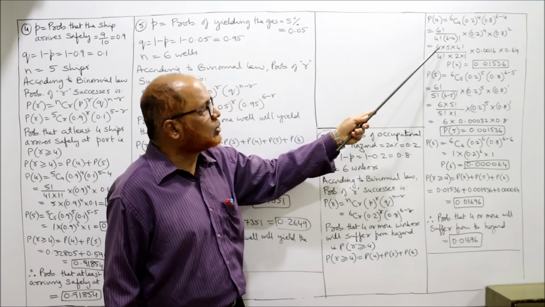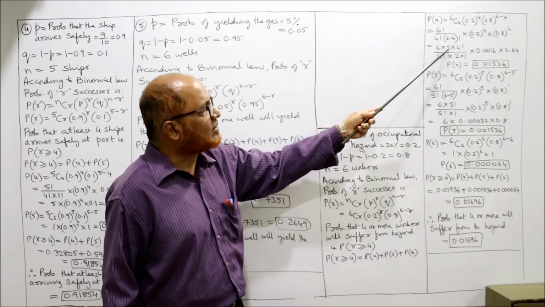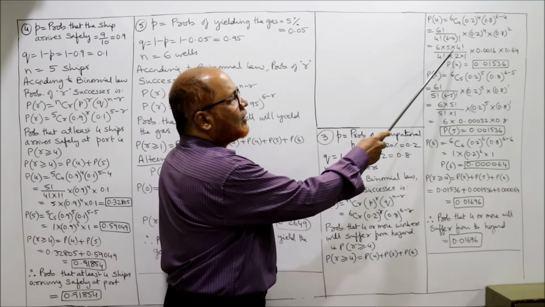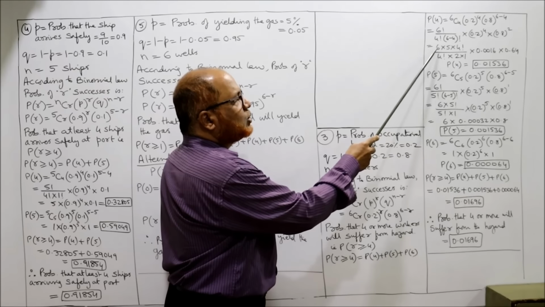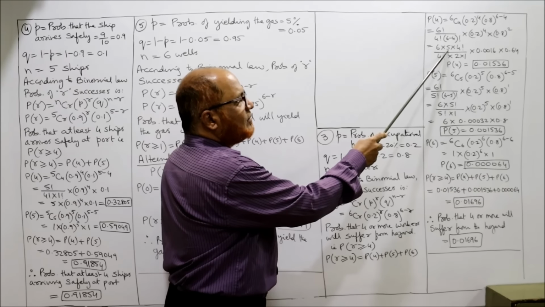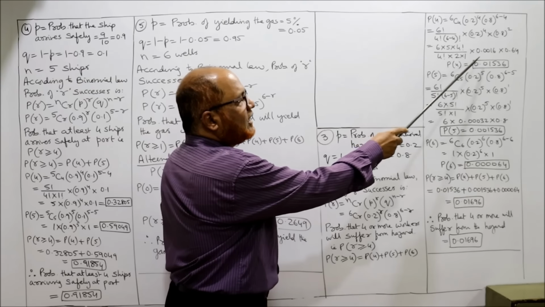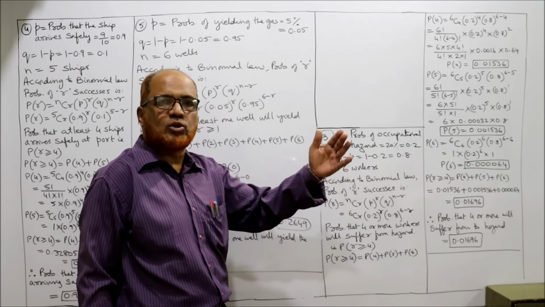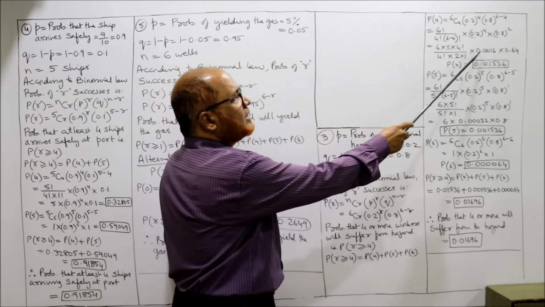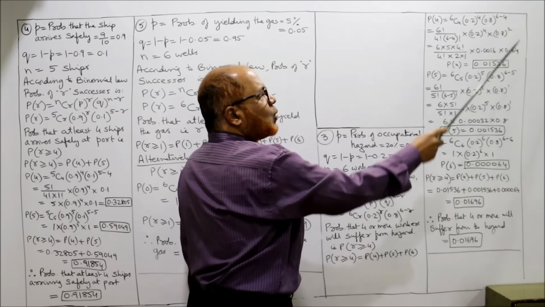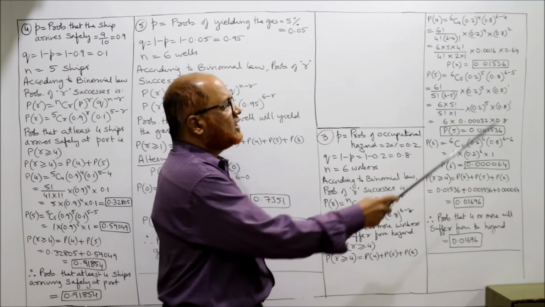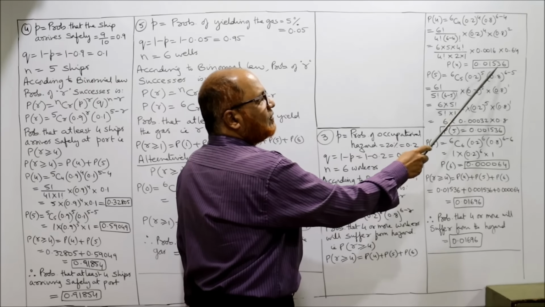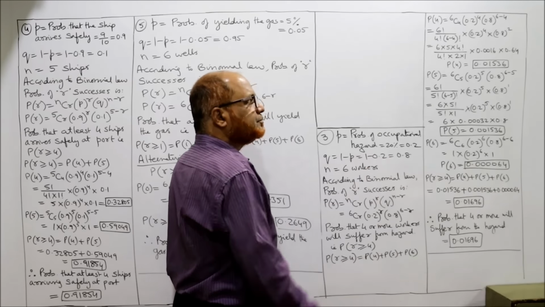2 1s are 2, 2 3s are 6. So 3 5s are 15 only. You can see here, 4 will get cancelled. 2 1s are 2, 2 3s are 6. 3 into 5 is 15. So 15 into 0.2 multiplied 4 times: 0.2 into 0.2 into 0.2 into 0.2. You'll get 0.0016. 0.8 square, 0.8 into 0.8, 0.64. So if you multiply all, you will get 0.01536. This is P of 4.